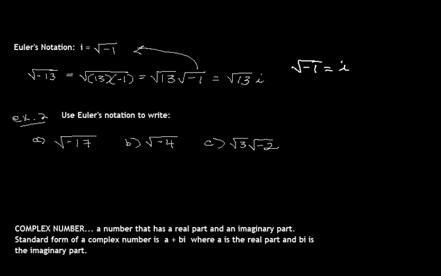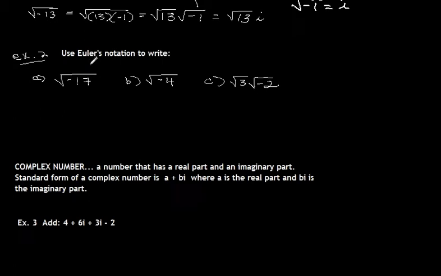Let's try a couple problems. It says use Euler's notation to write these problems. I think this is Euler's actually. I like to say Euler's because it looks like that, but it's Euler's notation. So here we go. Square root of 17. Eventually you'll ditch the second step. We have the square root of negative 1 times the square root of 17.